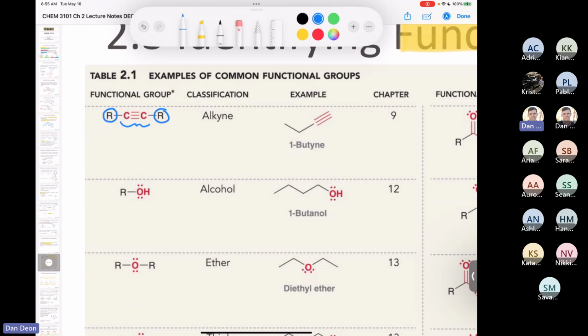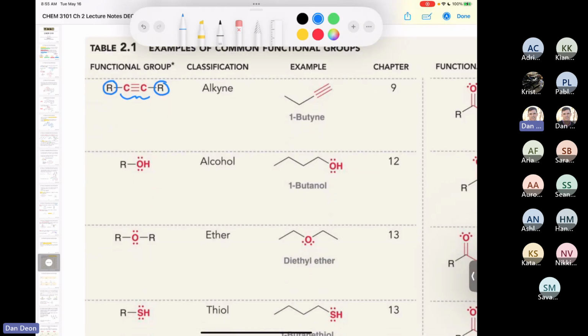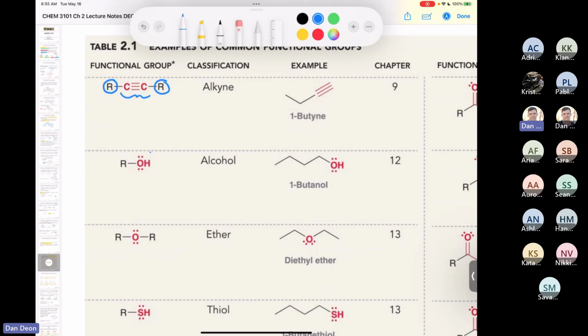Another functional group that we saw a few times today was an alcohol, and that's when we have an R group attached to an oxygen and a hydrogen. And we talked about hydrogen bonding. So if you're thinking, hey, wait a second, does that mean that this OH group, if I have an alcohol, can always participate in hydrogen bonding? The answer would be absolutely. Alcohols can always participate in hydrogen bonding.